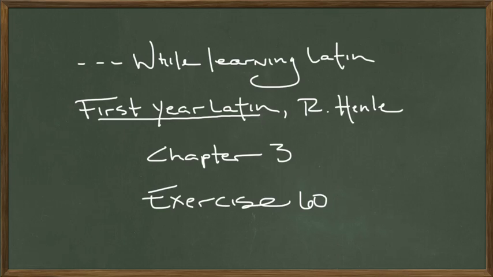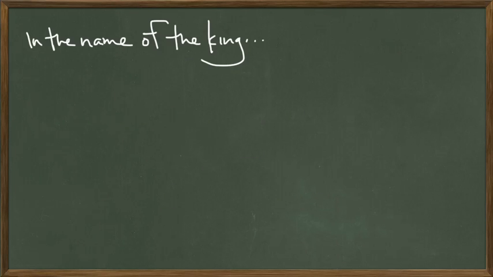This is from First Year Latin by Robert Henle. Again, this is from Chapter 3, and this is Exercise 60. This is the last one in Chapter 3. In this one, we're going over prepositions and their effects on third declension nouns. So let's take a look at this.